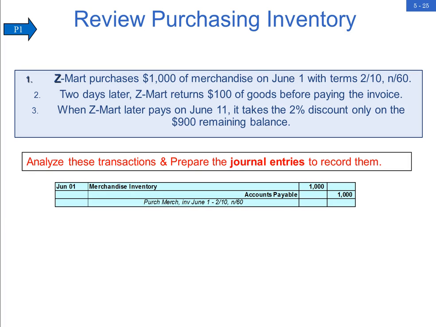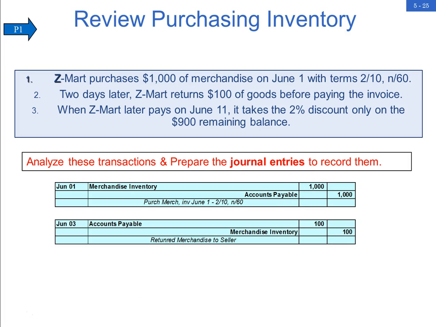2 days later, let's say Zmart returns $100 of the goods, right? Before we pay anything, it's just 2 days later, we say, hey, look, we're sending back $100 worth of the goods, take it off of our bill. So we owe our supplier $100 less, so we want to reduce the accounts payable by $100. We increased it by $1,000. How do we reduce it? We do the opposite. If we credited it here, we're going to debit it for $100. And same thing, we have $100 less of the inventory, right? So we've got to reduce our inventory. So it's really just the exact opposite, to reduce both those accounts by $100.